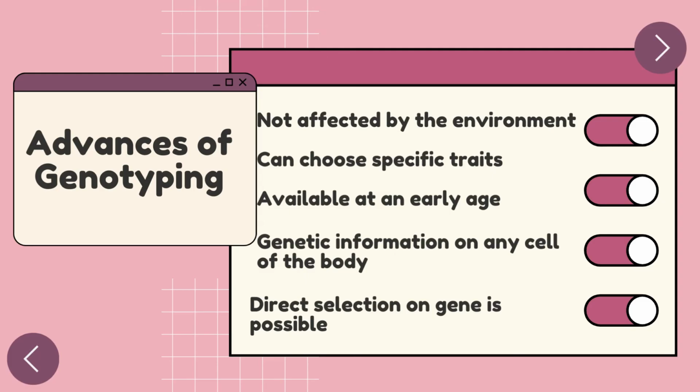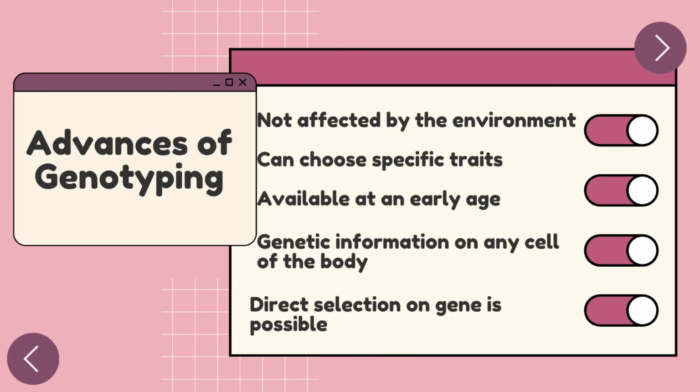The advantages of genotyping. Number one, it is not affected by the environment. Number two, in all selected candidates, we can choose specific traits that can be obtained in all candidates. Number three, it is available at an early age. And number four, we can get genetic information from any type of cell of the body. And lastly, direct selection of the gene is possible.